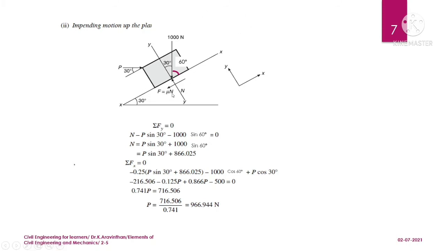Mu into N is given here. Since it is acting left hand side, it is minus. Mu is given as 0.25, and N we have already found, the value is written here. The force P is acting at an angle of 30 degrees, so P cos 30, which will be right hand side. If you simplify this, the only unknown is P here. You multiply this value inside, and you will be getting P as 966.944 Newton. You need a horizontal force of 966.9 Newton in order to move this object in the upward direction.